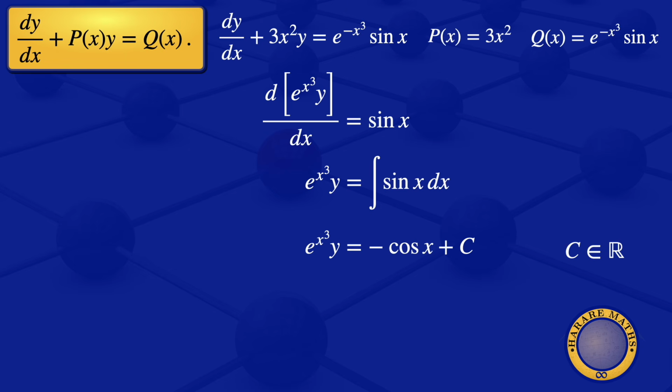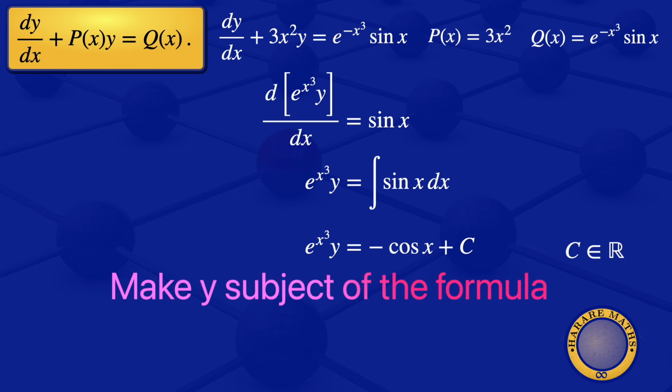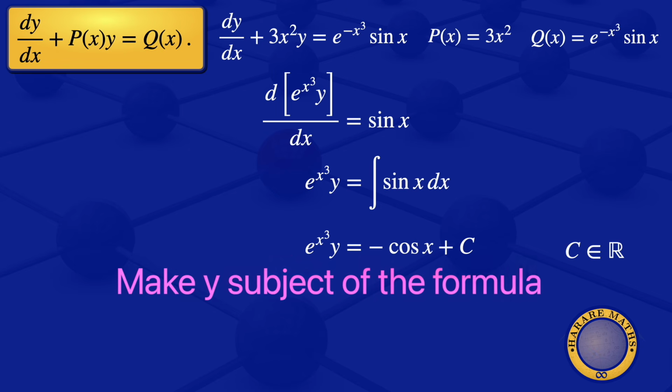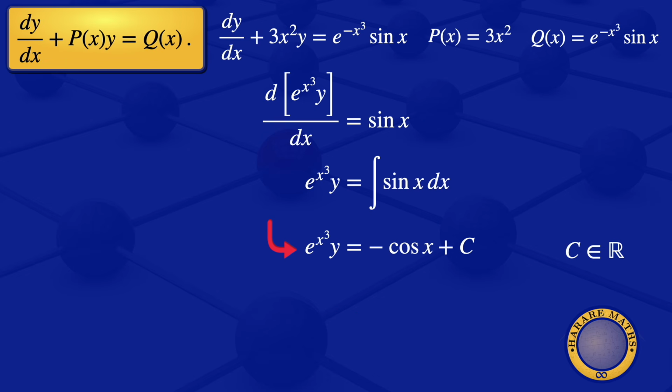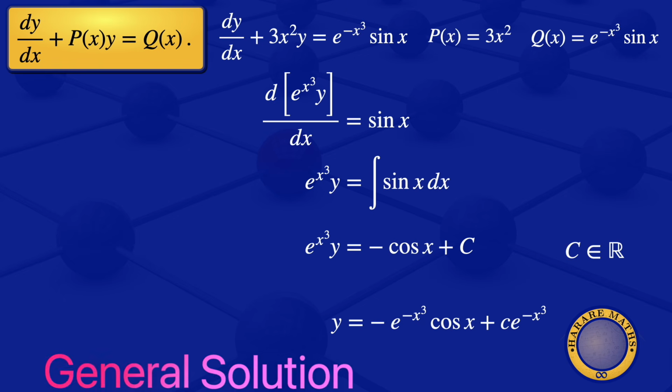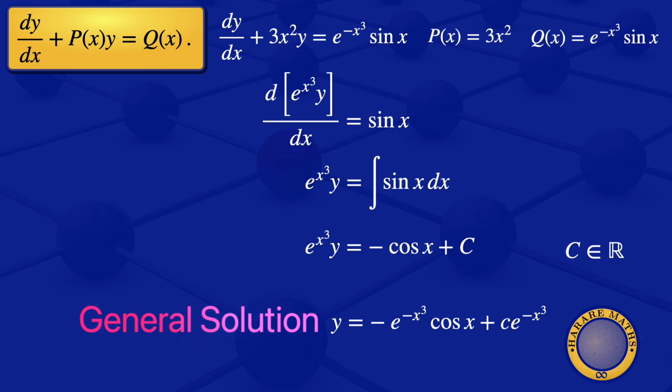We can then go on and make y the subject of the formula. We divide this whole equation by e to the power of x cubed, and we get that y is equal to minus e to the power of minus x cubed cosine x plus c times e to the power of minus x cubed. So what we are having here is the general solution of the differential equation that we were given.